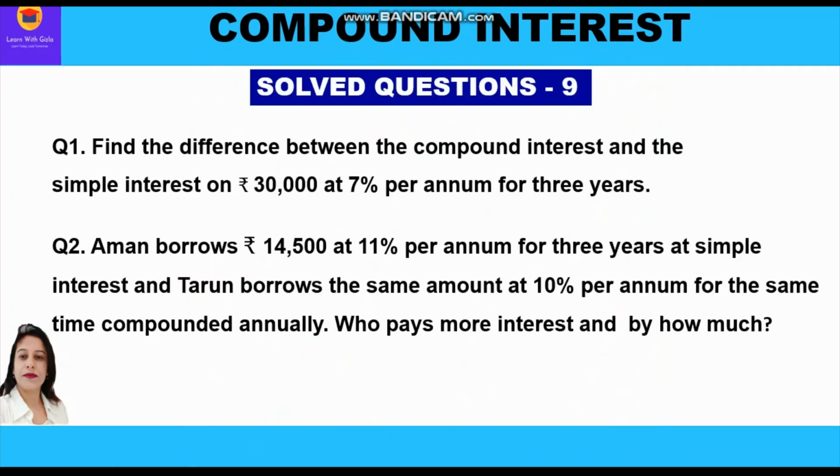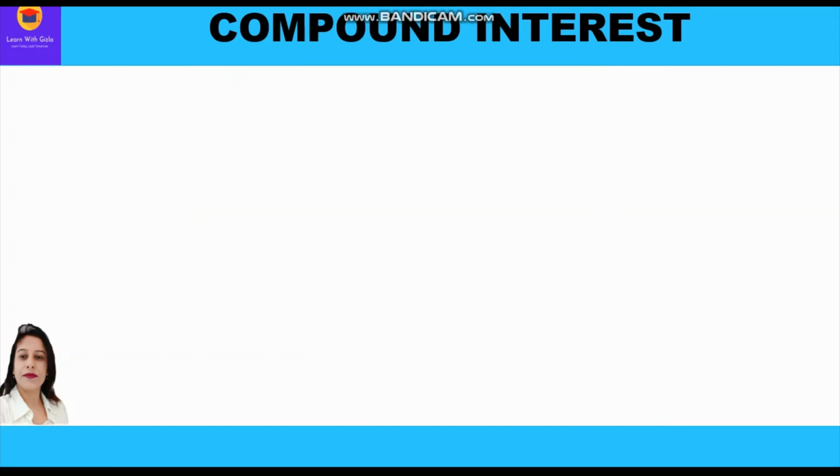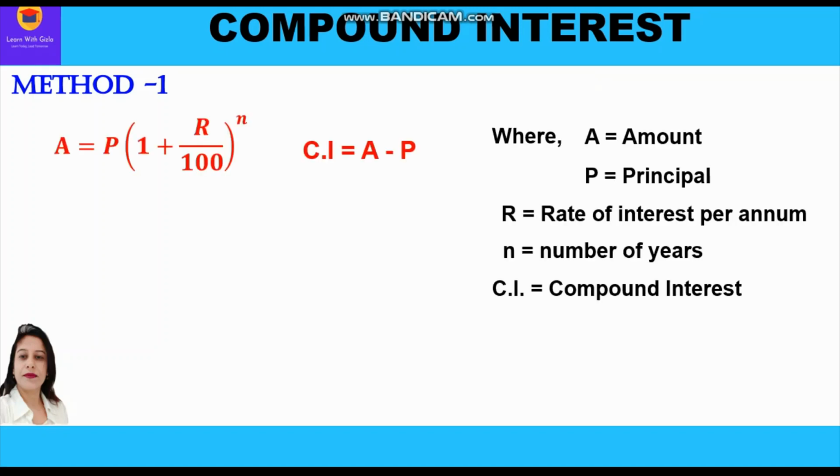In this video we shall take up two questions where we shall find the difference between simple interest and compound interest using the formula method. Now we have two ways of finding compound interest. According to the first method, we shall first find the amount using the amount formula, that is A is equal to P(1 + R/100)^N, and further CI is equal to A minus P, that is amount minus principal.